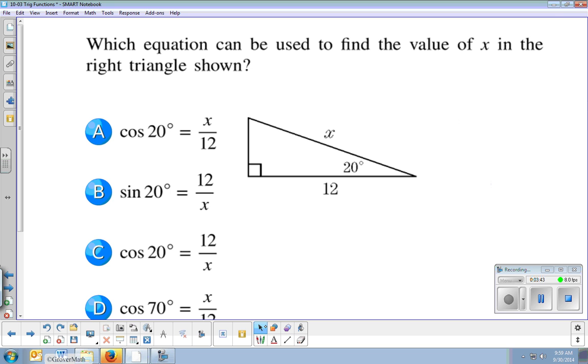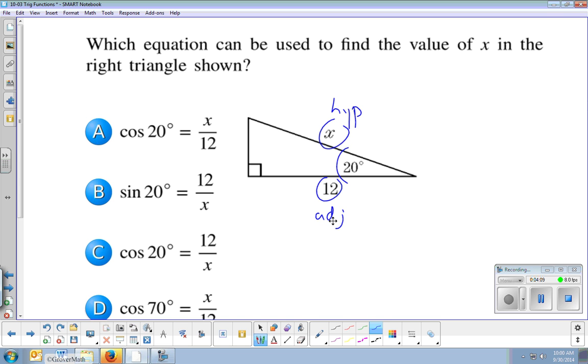Which equation could be used to find the value of x in the right triangle shown? Again, you're using SOHCAHTOA here, sine, cosine, and tangent. I want to find side x, but what do I have? Notice that I have two sides and one angle. From this angle's perspective, x is my hypotenuse, and this side 12 is adjacent to it. The opposite side over here is not being used. So what function uses these?